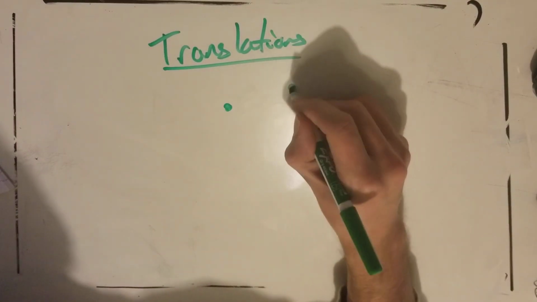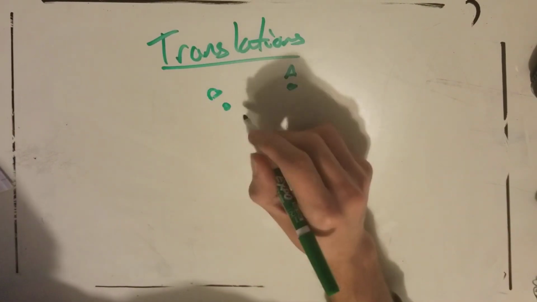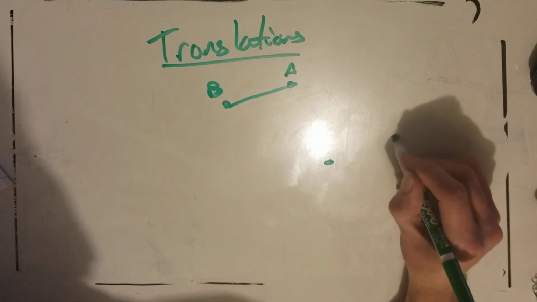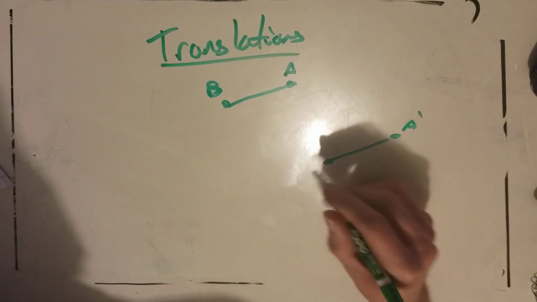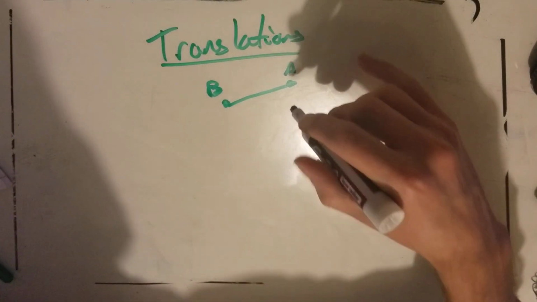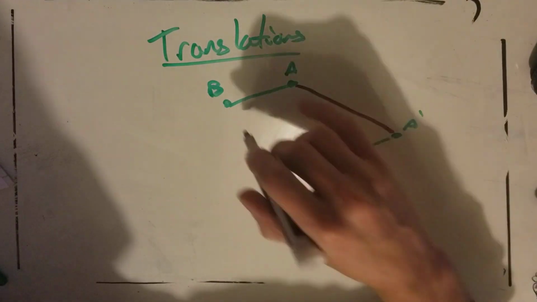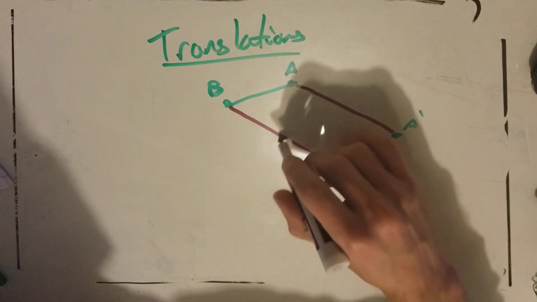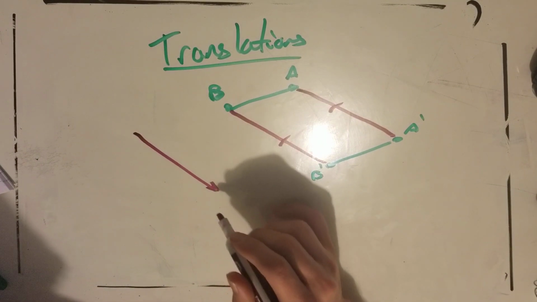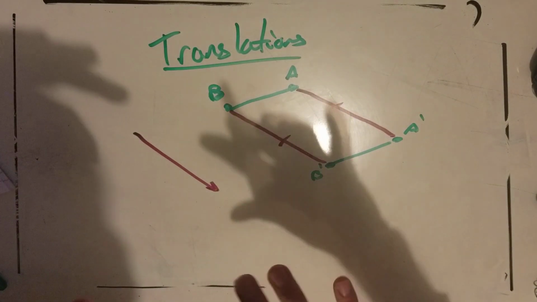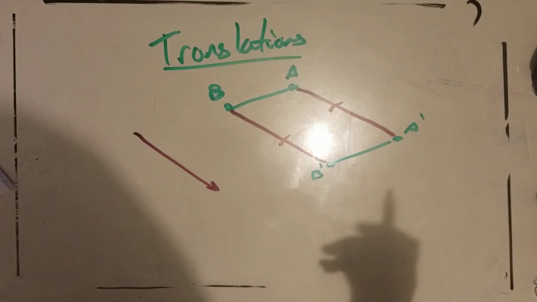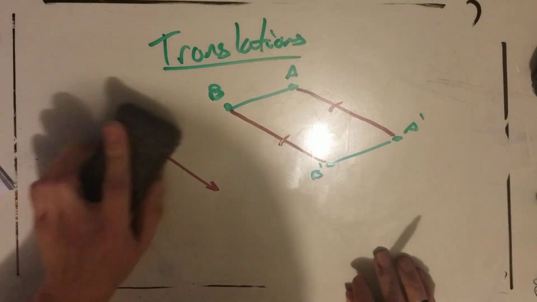So if we have a segment AB, and we're translating this segment to A prime, B prime, the distances are going to be the same as your translation vector, and they're going in the same direction. So everything is moving in the same direction with the same magnitude, the same length, the same distance here. That's how a translation works.